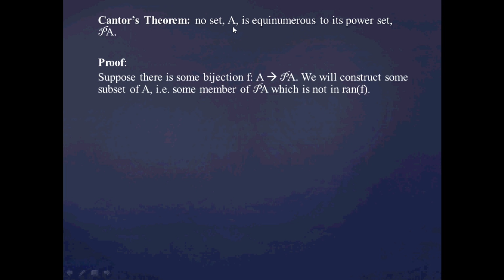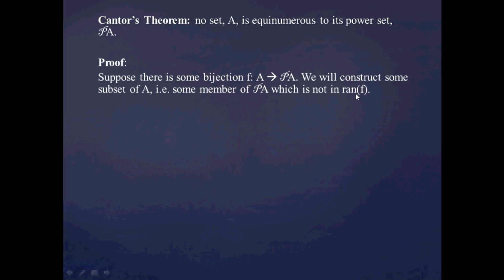And the proof of this theorem is actually quite simple, but it's worth going through and understanding why it works. So it's going to be a proof by contradiction. Let's suppose that there is some bijection F, which maps A onto the power set of A. Now what I'm going to do is construct some special subset of A, which I'm going to call B. That is, if it's a subset of A, it's also a member of the power set of A. And I'm going to claim that this special set can't possibly be in the range of F.